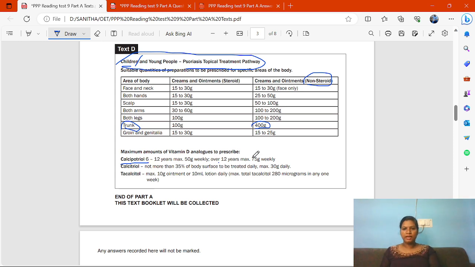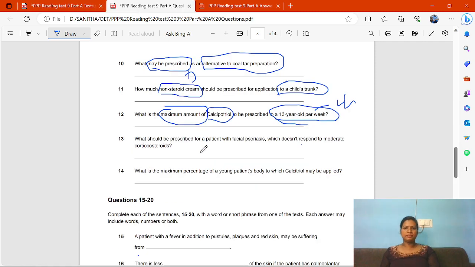Calcipotriol we got, and age over, that is over 12 years, that is 13 years and above. And maximum we got here, and amount. What is that? 75 gram. Okay. Next. What should be prescribed?